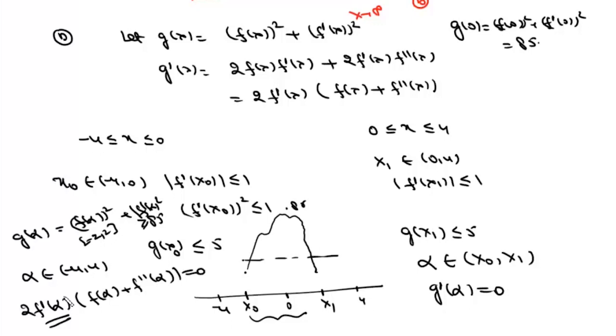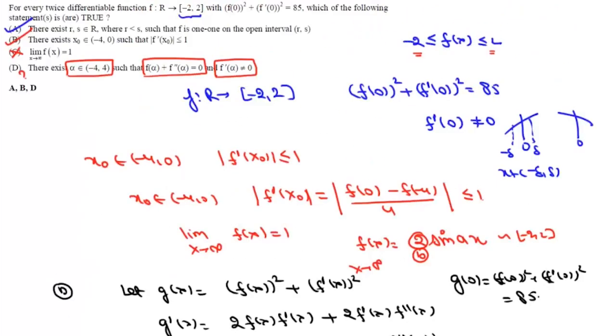So that means this f'(alpha) can never be 0. So the only condition that we'll get here is f(alpha) + f''(alpha) must be equal to 0. That means this option D is also correct. So the correct options are A, B and D.